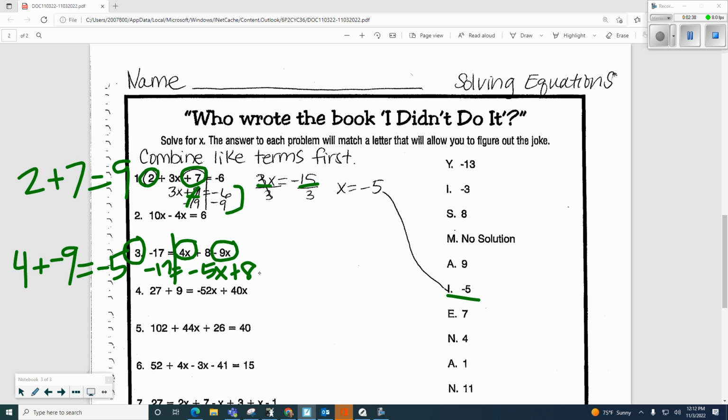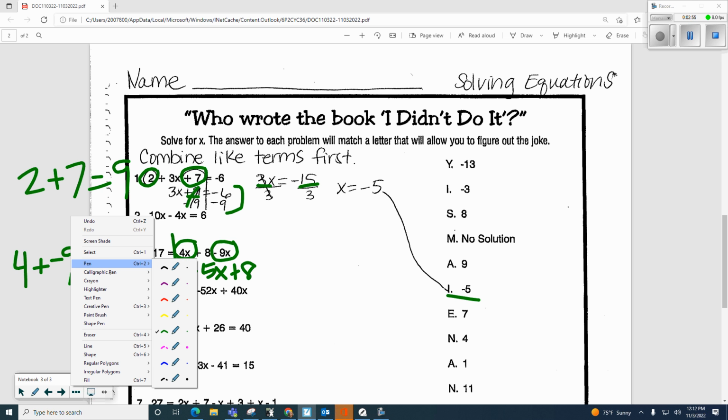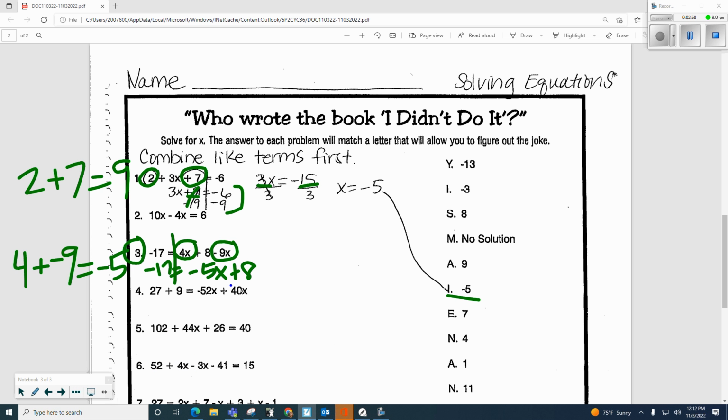Okay, now as you can see, it's hard for me to fit my work. It might be hard for you to fit your work as well. Feel free to get a separate sheet of paper and do your work there. So now we're going to solve this. We're going to try to isolate that x. So the first thing I have to do is take care of the plus 8. So the opposite is going to be to subtract 8 on both sides.